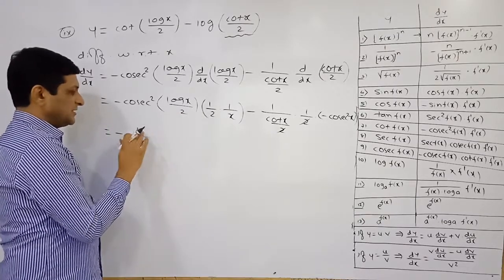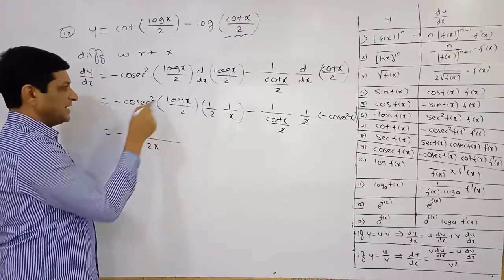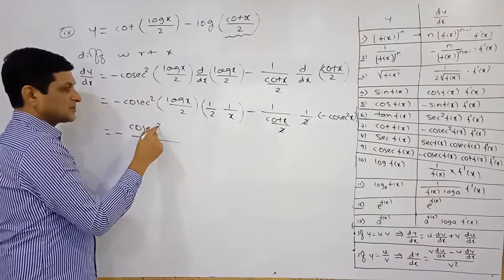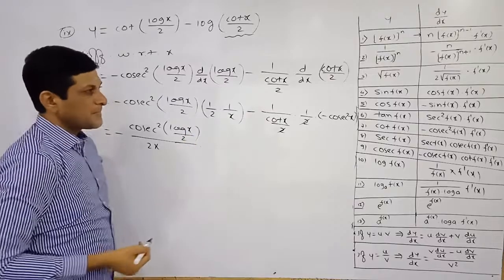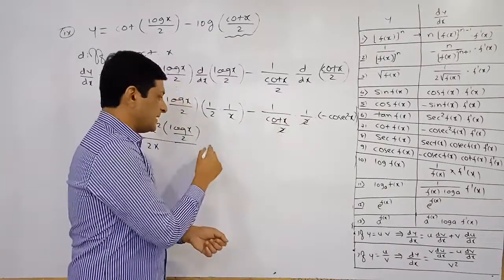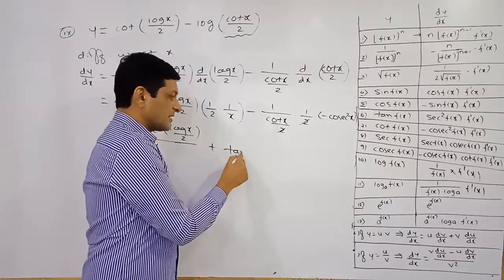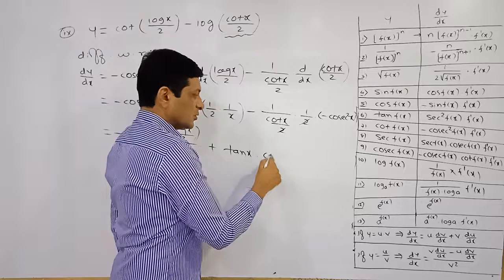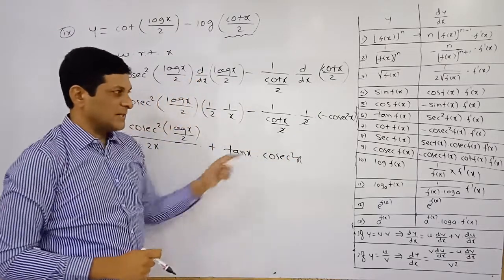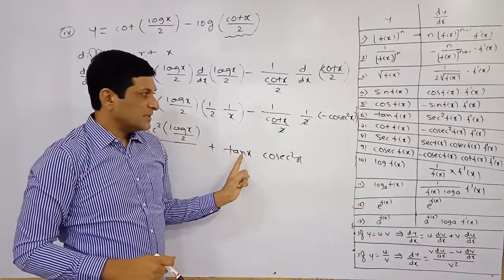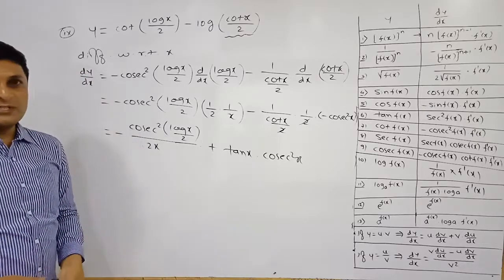The remaining term: in the denominator we are getting 2x, and in the numerator we are getting cosec square log x upon 2. Here minus into minus will become plus. If we take the reciprocal of cot, 1 upon cot will be equal to tan x. And keep this term cosec square x as it is. So this will be the derivative of this function.